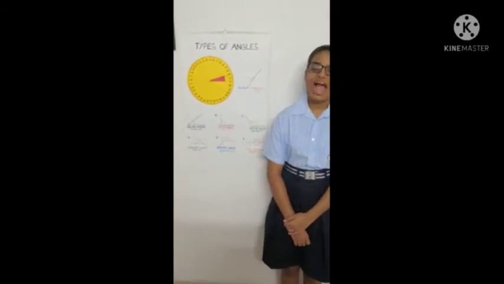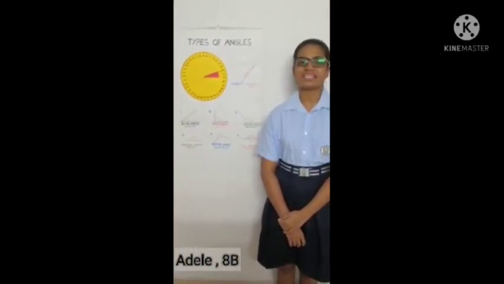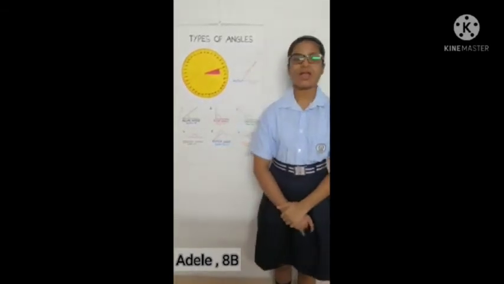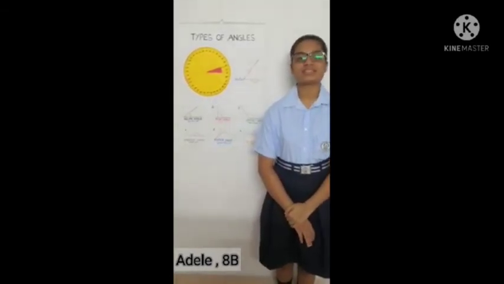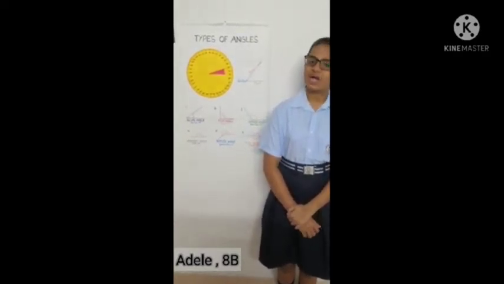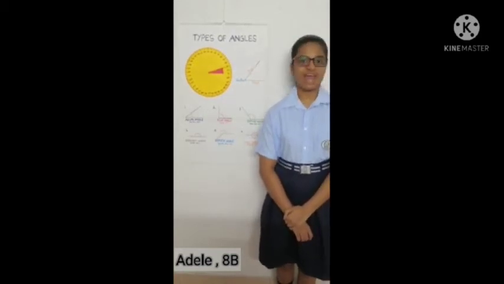Thank you. Good morning, I'm Milena Dennis of class 8B, and today my math exhibition project is based on the topic types of angles. As we have learned in previous classes, an angle is a geometric figure formed by two rays sharing a common endpoint called the vertex. The two rays are called the sides of an angle.